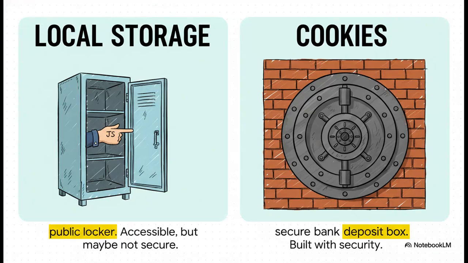Let's try a little analogy here. Think of local storage as, well, it's kind of like a public locker at a gym. It's accessible and your JavaScript code can just walk right up and open it. A cookie, though, that's more like a secure bank deposit box. It's built from the very beginning with security as its main job.